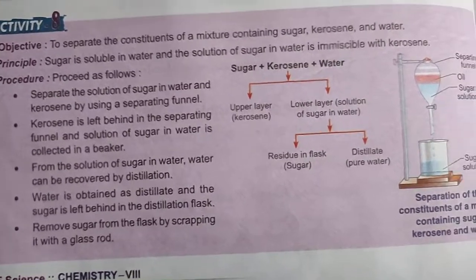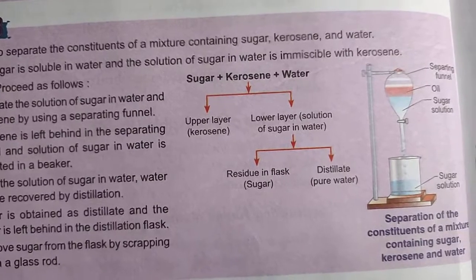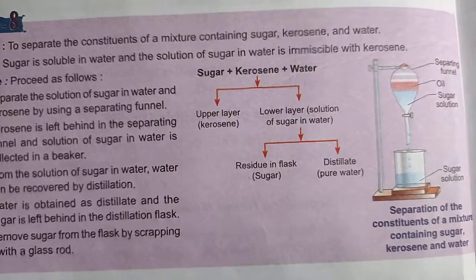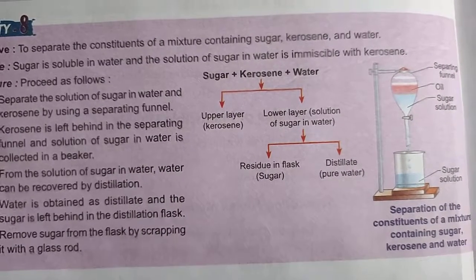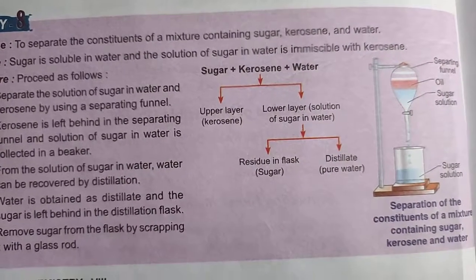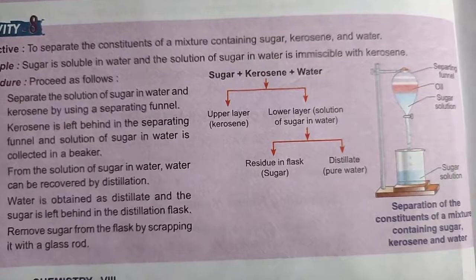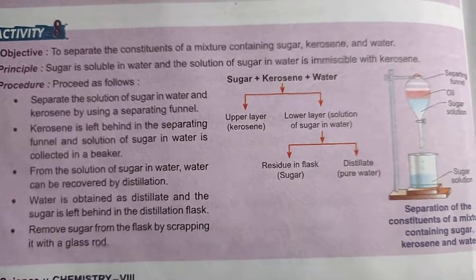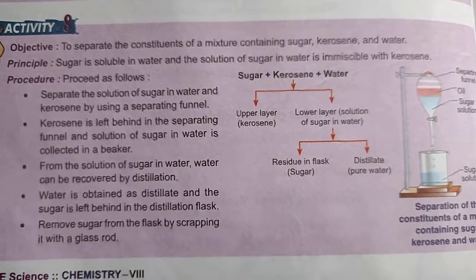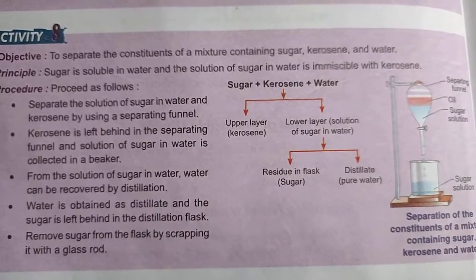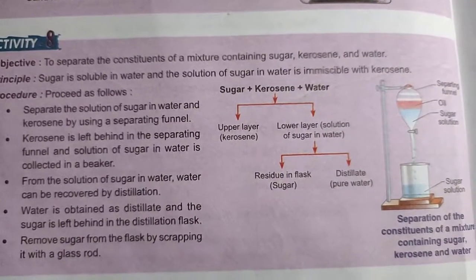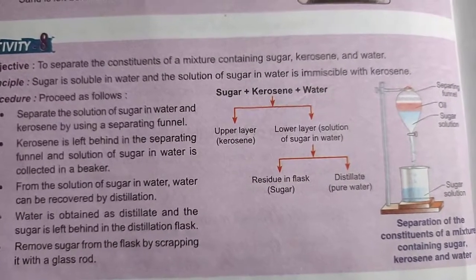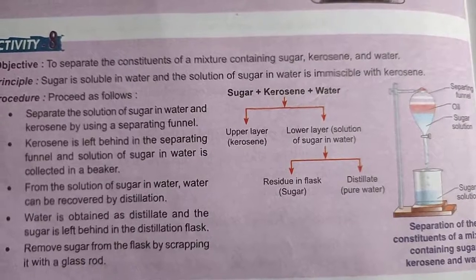Then the sugar solution, you can see here, is separated, then close the stopper, and kerosene is left behind in the separating funnel. Then from this sugar solution you can get sugar. How? By evaporation, by distillation. Now you use the distillation method to get pure water, and what is left behind in the distillation flask? Sugar. Like this you can separate this mixture.